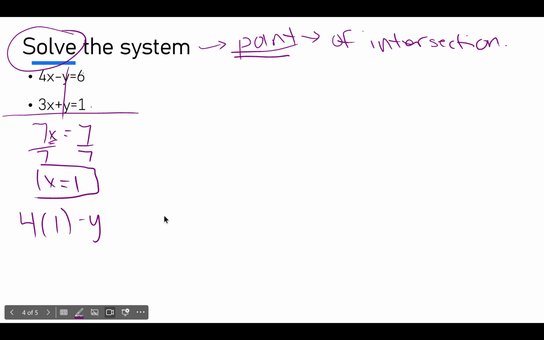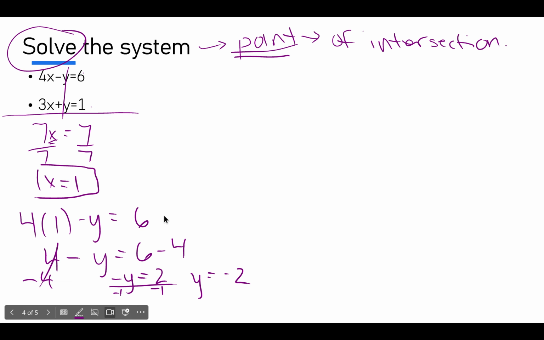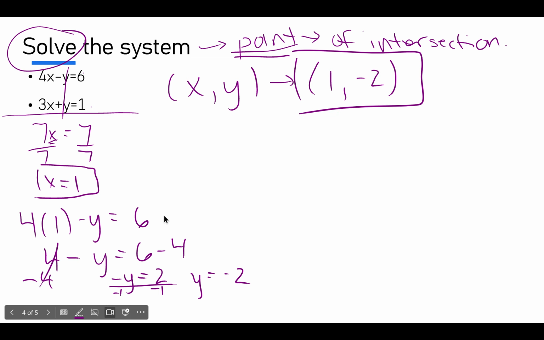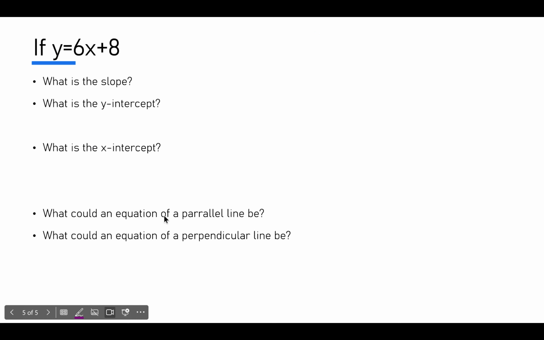So if I use my first one, I'll have 4 minus y equals 6. I want to subtract 4 from both sides, and I get negative y equals 2. Divide both sides by negative 1, and y will equal negative 2. So to solve this system, I have a point (x, y), which would be my point of intersection, and that happens when x is 1 and y is negative 2. So that would be my solution. And like I said, there are other ways to solve for it. It's just do whichever one the system allows you to, or whichever one you like the best.